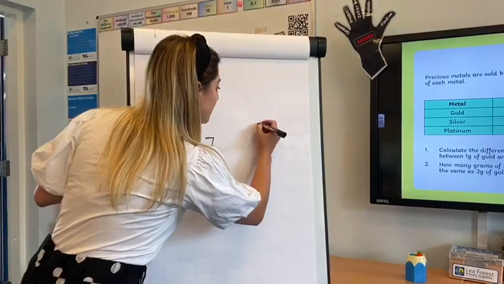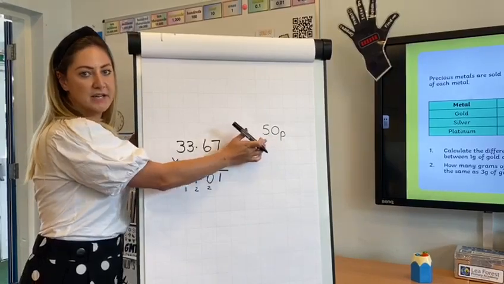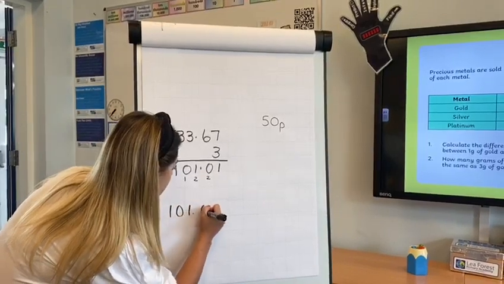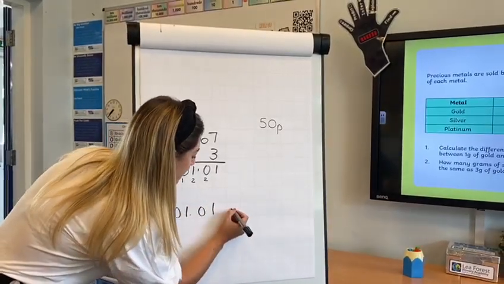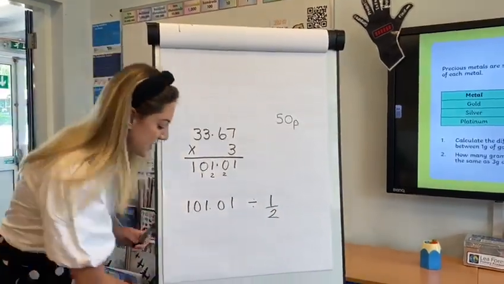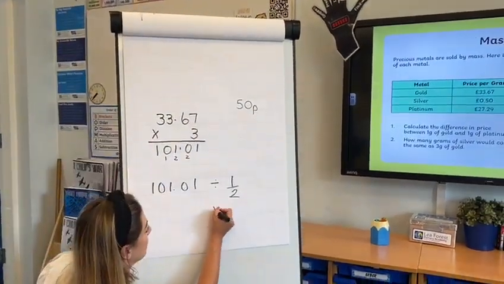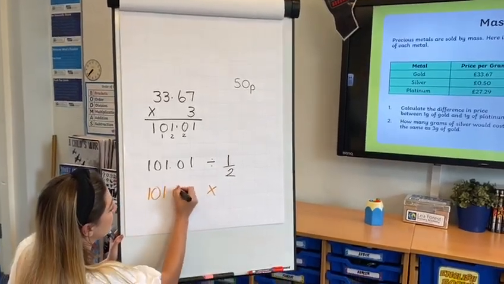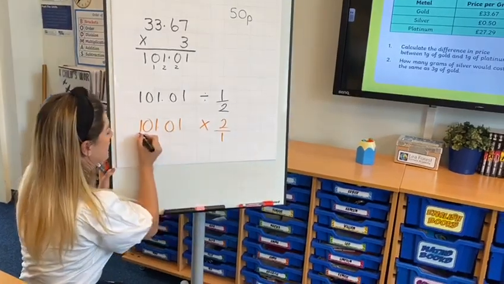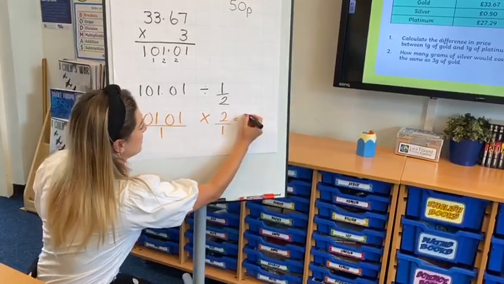The question asks you how many grams of silver would cost the same as that. So if 1 gram of silver is 50p, we know we've got to divide that number by 50p. Now 50p is half of a pound. So I'm going to do £101 divided by a half. So from our maths lessons, we know when we're dividing by a fraction, this stays the same. We multiply and then we flip the second fraction. And £101.01 is the same as over 1 whole.